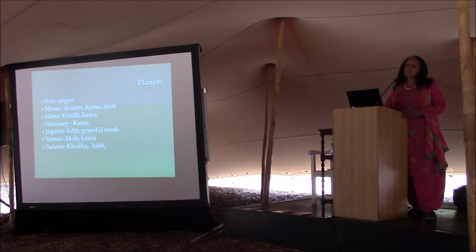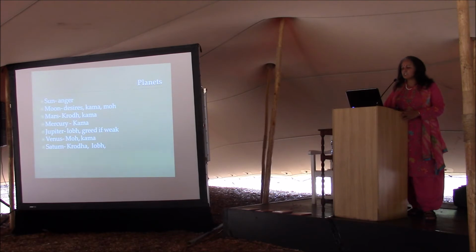In India, we tend to totally put Jupiter in a different area, so he has nothing wrong with him. But in practice, you see that Jupiter can also have a weakness. You can also have a wrong guru or a wrong teacher. Your own advice may be slightly fractured. So Venus is Moh and Kama. Saturn is Krodh and Lobh.